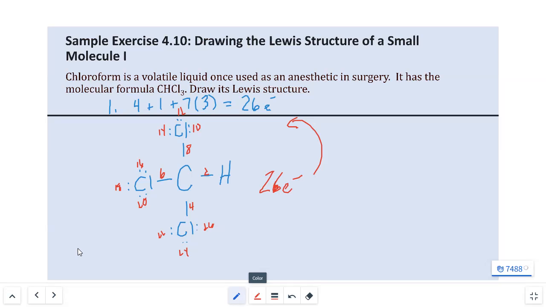So sometimes it really is just that simple. Figure out what goes in the middle, draw out all your single bonds, fill out the octets, and it works beautifully. Any questions with this example?